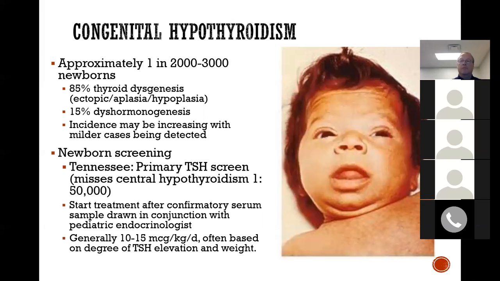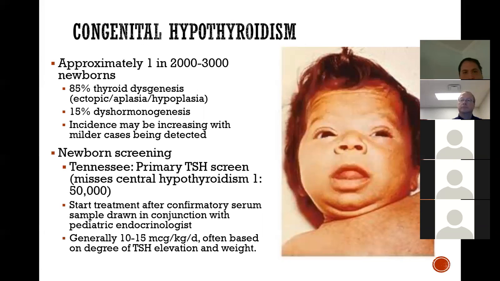Other newborn screen programs use a free T4 first, followed by reflex TSH if the free T4 is abnormal. There are some advantages to that approach in terms of capturing those central hypothyroidism cases. There are also several states in the country that perform two newborn screens, and those who perform a second newborn screen actually find about 15 to 18% of their cases on the second screen.